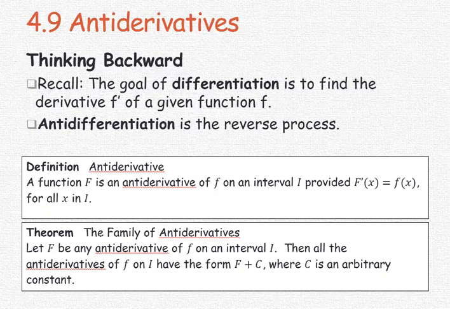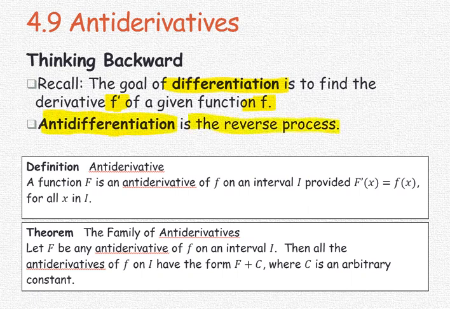Section 4.9 Antiderivatives. Recall the goal of differentiation is to find the derivative f prime of the given function f. Anti-differentiation, which we're going to cover in this section, is the reverse process. So we're going to think backward.